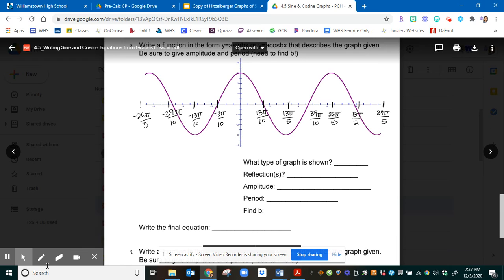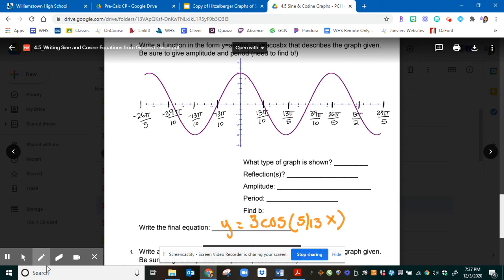Okay, so hopefully you guys got the right answer for this one. You should have gotten letter B. So letter B is going to be y equals 3 cosine 5/13 x.